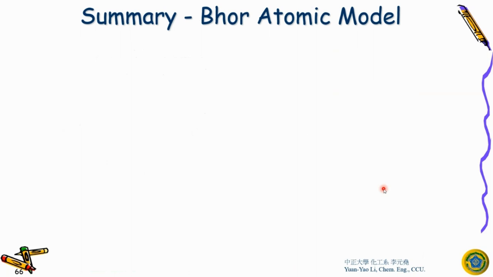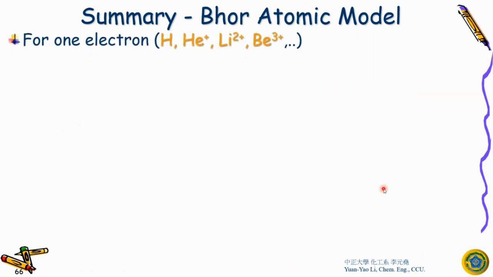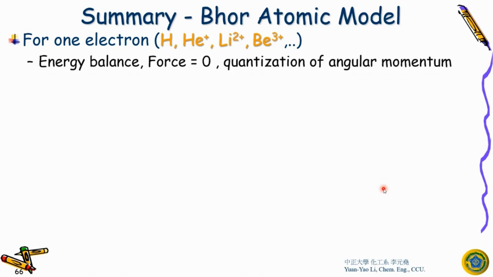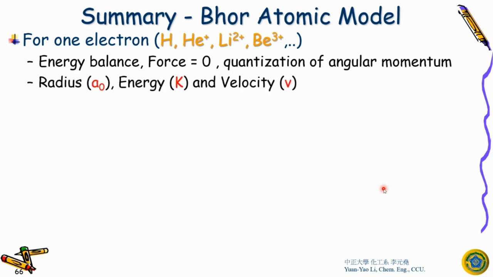Okay, so let me summarize the Bohr atomic model for you here. First, the Bohr atomic model only deals with the simplest case, which is only one electron, regardless of the number of protons or neutrons in the nucleus. So only one electron. According to energy balance, the force balance on the electron, and the quantization of angular momentum, you can use these three postulates to get three numbers. The first number is radius, the second is energy, the third is velocity.